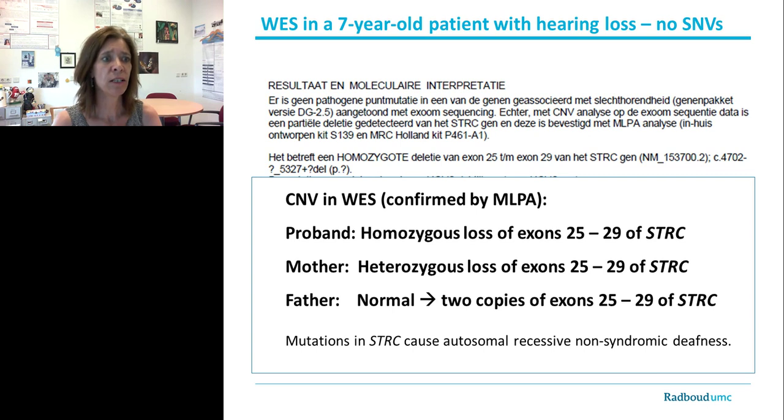Next are the data of exome sequencing in a 7-year-old boy, where we did the hearing loss gene panel. No SNVs were found, but with the CNV and exome, and confirmed by MLPA, the proband had a homozygous loss of at least exons 25 through 29 of the STRC gene. Mother turned out to be a heterozygous carrier of a deletion, but father revealed a normal copy number for that region.